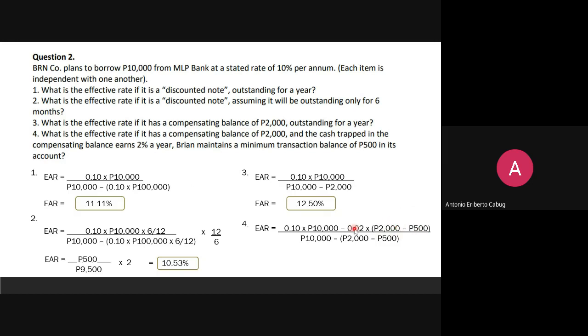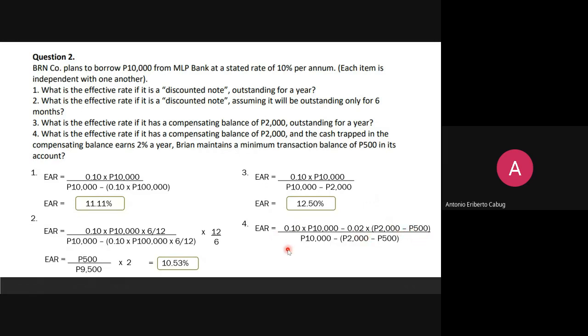The interest earned from the amount withheld from you forcefully, no? Napilitan lang kayo. 2% of 1,500. Okay? I think that's 150 kung tama ako. No? 150 to. So, 1,000 minus, ano lang to? 15 pesos lang to. This is only 15 pesos. 1,000 minus 15, that's 985.